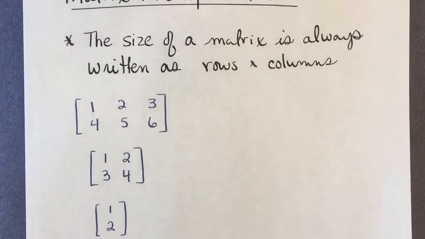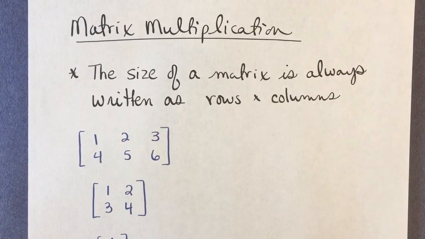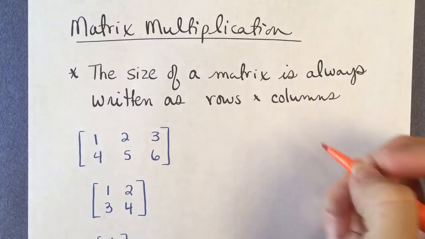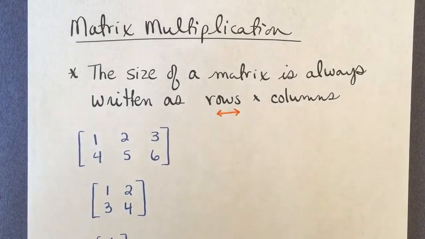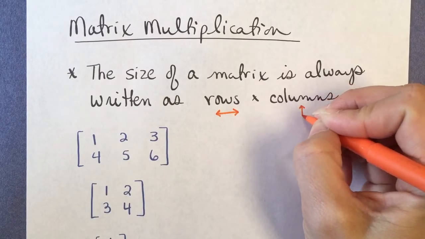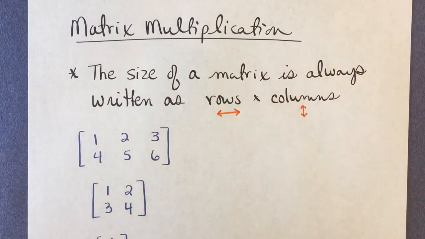Now, doing a matrix times a matrix is a little bit more involved, and we actually need to talk a little bit more about the size of a matrix, okay? So as I have stated here, it says that the size of a matrix is always written as rows by columns. Now, when you're talking about rows and columns, rows run left and right. That's kind of like the lines on your notebook paper. Columns are like columns on a house, run up and down, okay?